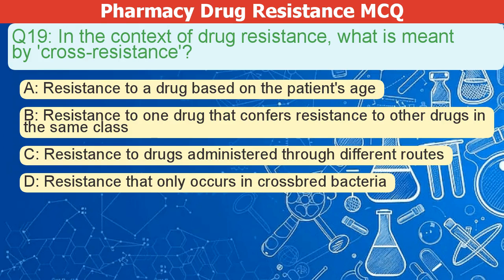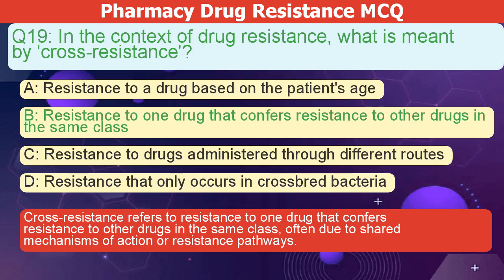In the context of drug resistance, what is meant by cross-resistance? A. Resistance to a drug based on the patient's age. B. Resistance to one drug that confers resistance to other drugs in the same class. C. Resistance to drugs administered through different routes. D. Resistance that only occurs in crossbred bacteria.